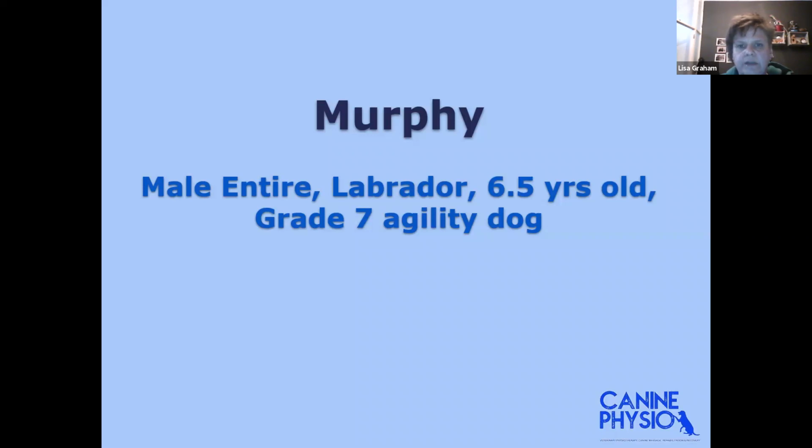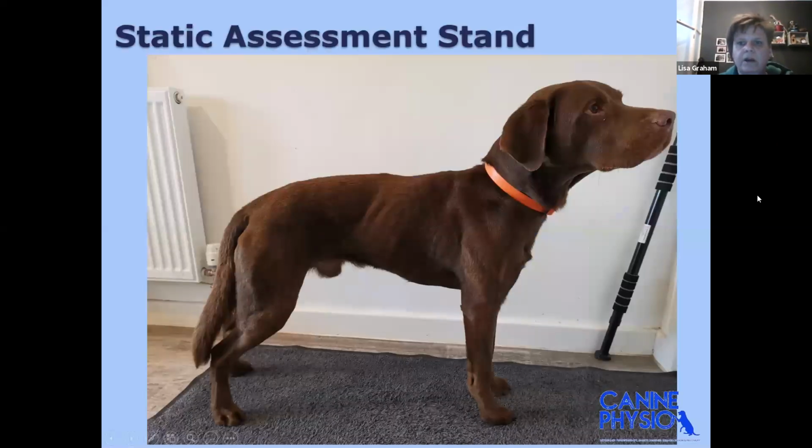He's what would be considered a sporting fit dog. So he is very lean, very muscular, but lean. So don't let that put you off. And hopefully, my slides, there we go. So this is Murphy. This is his stand from the right. I don't have a left stand. We would normally look at the dog from the left and the right side.